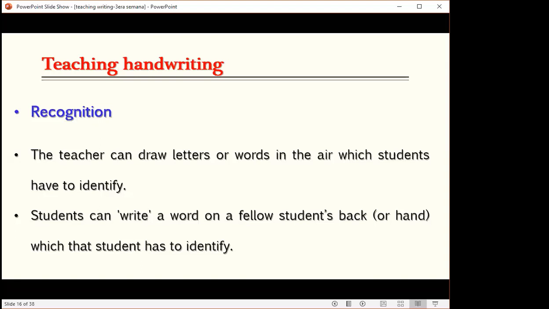Okay, so you could use the air. You can draw the letters in the air, or you could use, the second one, you provoke the interaction between students, all right? Students interact. The teacher is not going to draw the letters. The students are going to draw the letters on each partner's back, all right? Or hand, notice that you could use the hand too, all right? So they start recognizing the letters that they are going to write.